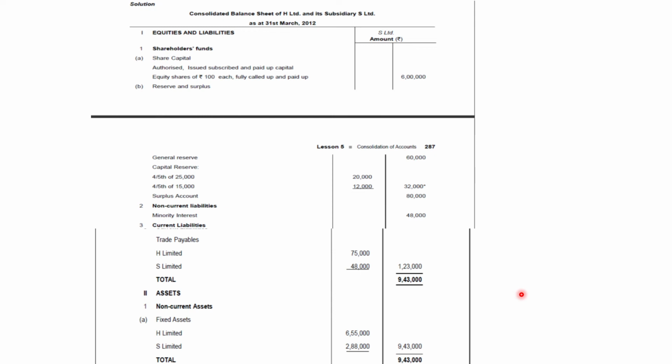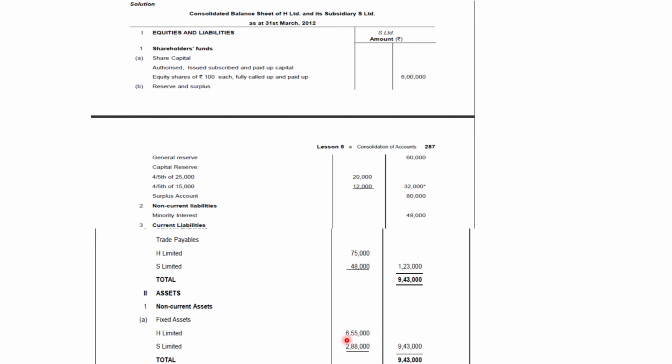We are just adding up the assets. First of all, we are adding assets. So H Limited assets are 6,55,000 and S Limited's assets are 2,88,000. Total assets are 9,43,000. Assets have been added. Now we are adding liabilities. H Limited trade payable 75,000 and S Limited trade payable 48,000. Total is 1,23,000.